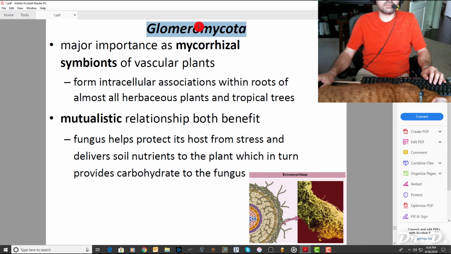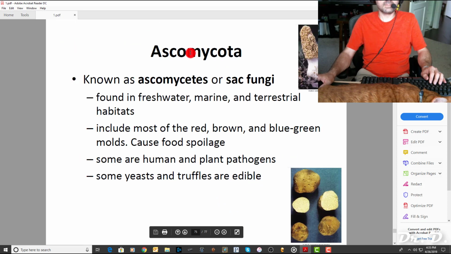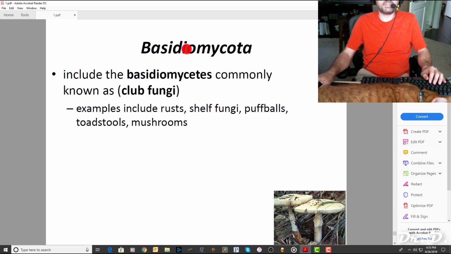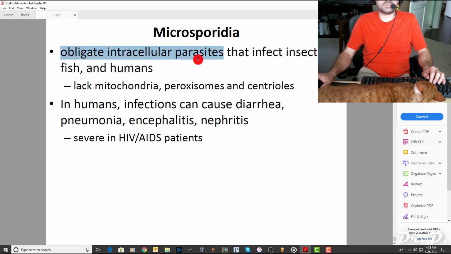What do I want to know about Glomeromycota? I want to know that they are mycorrhizal symbiotes. They grow along with plant roots. Remember that? They help plants. Ascomycota, I want to know those are the sac fungi, and they include the yeasts, truffles, things like that. Basidiomycota, I want to know that these are your everyday mushrooms, toadstools, puffballs, etc. Microsporidia, I want to know that these are obligate intracellular parasites.